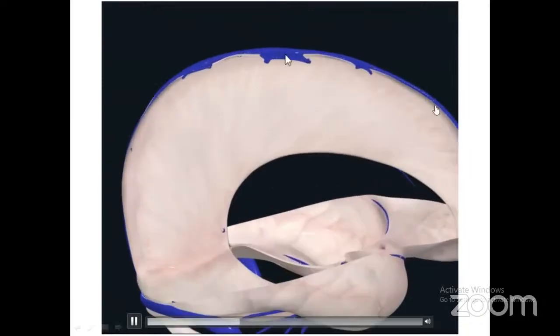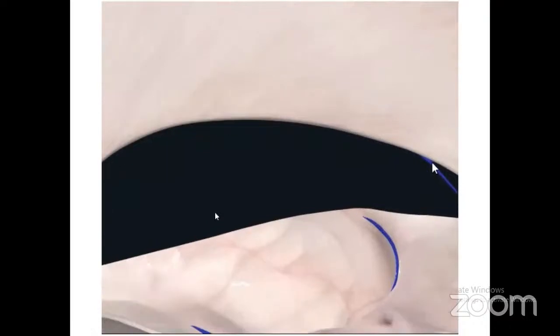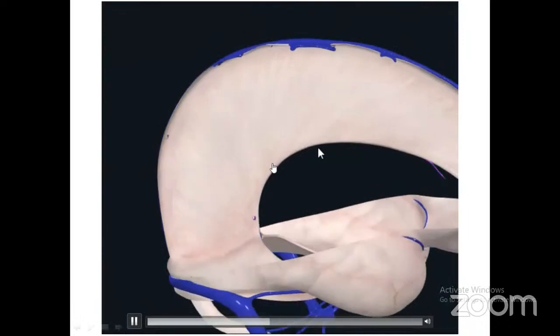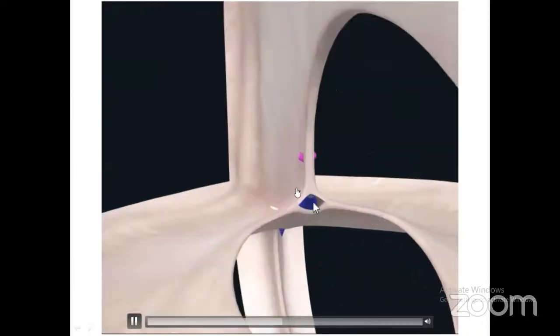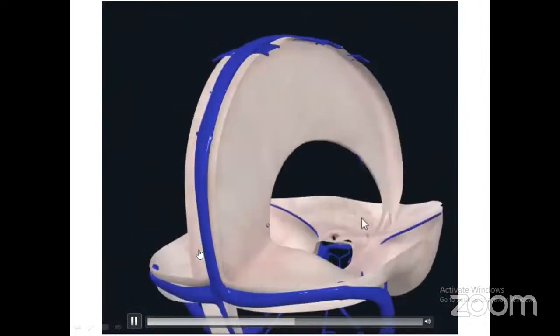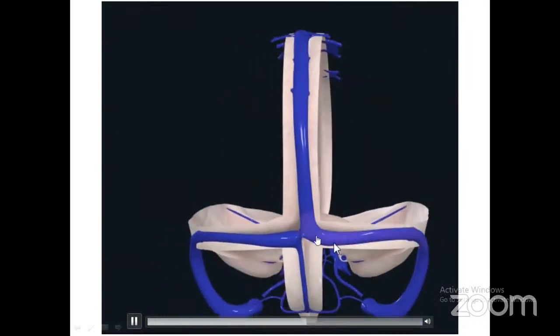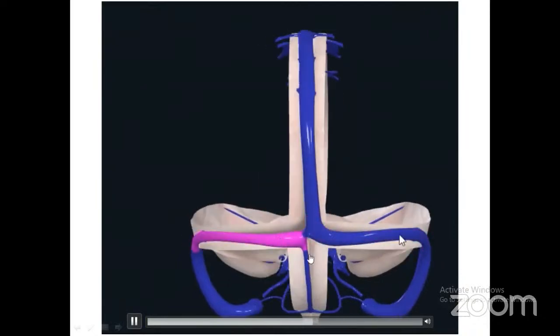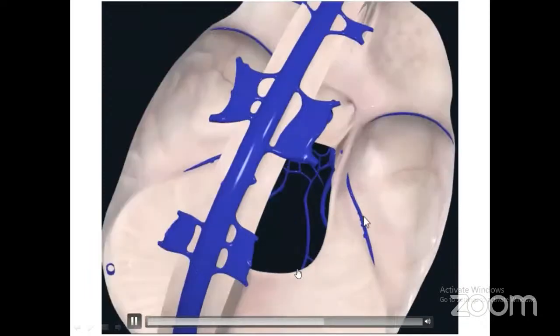Along the superior margin, you are seeing the superior sagittal sinus. Along the inferior margin, in the posterior two-thirds of the inferior margin of the falx cerebri, you are seeing the inferior sagittal sinus lodging there. And this inferior sagittal sinus will continue as which sinus there? Straight sinus, at the junction between the falx cerebri and tentorium cerebelli. Along this junction, straight sinus. And straight sinus will continue as the left transverse sinus. Superior sagittal sinus will continue as the right transverse sinus. And you can notice there, the transverse sinus will continue as the sigmoid sinus.